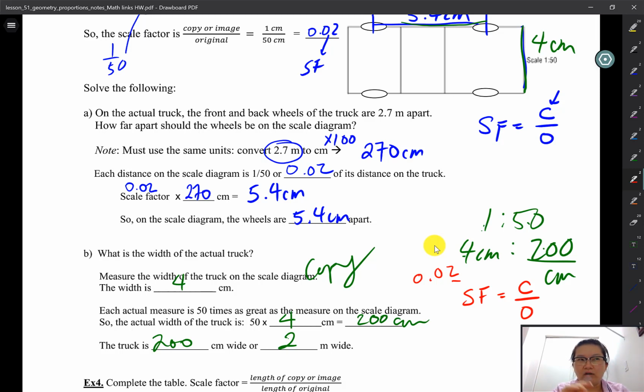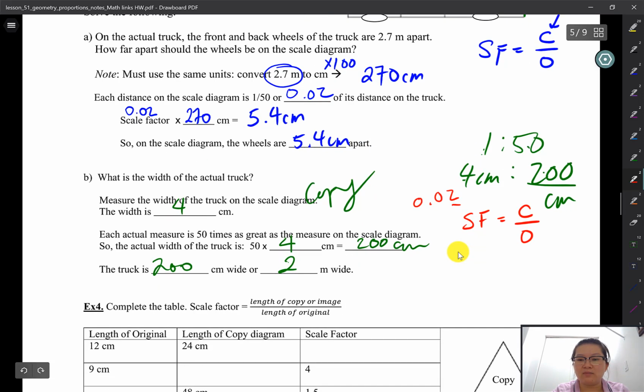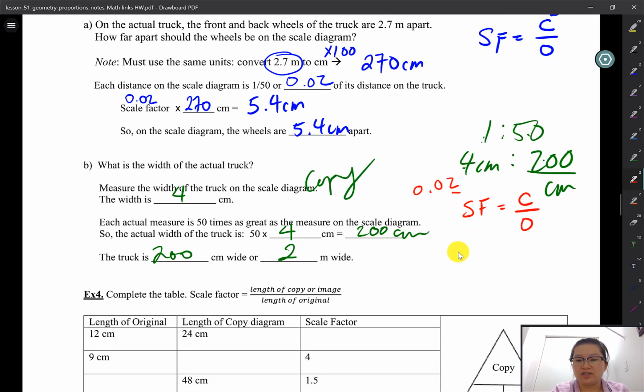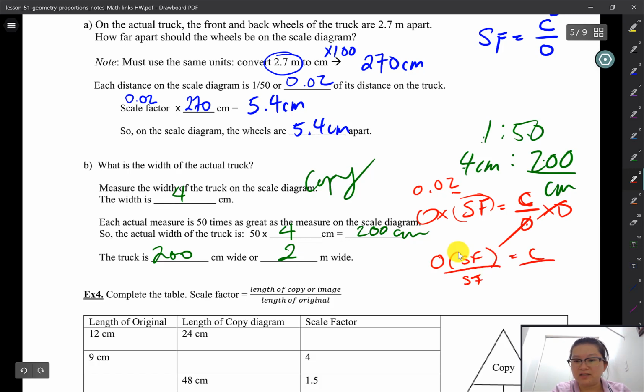But if you are more mathematical, you like your algebra, you could do it this way to get the same answer. If you want the original size, if you have the copy and the scale factor, what you need to do is get your original up to the top. So multiply by original up here. I get original times SF is going to equal copy. I divide both sides by the SF, which gives my original is equal to my copy divided by my SF. So copy divided by my scale factor in this case.